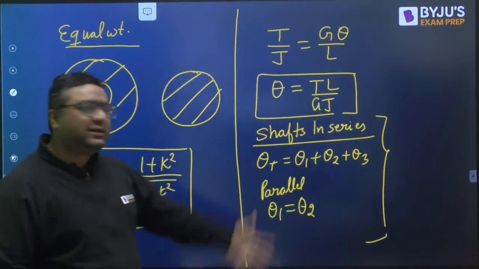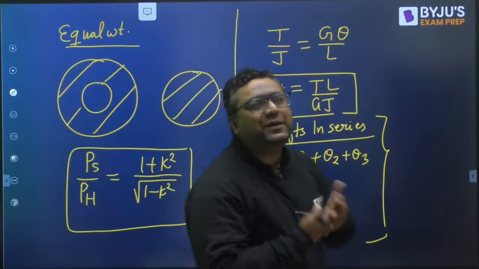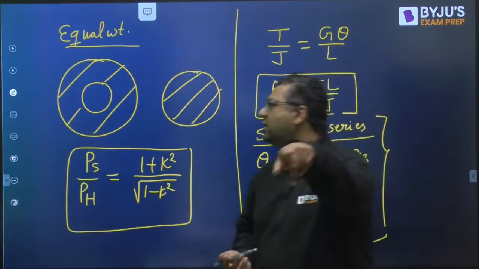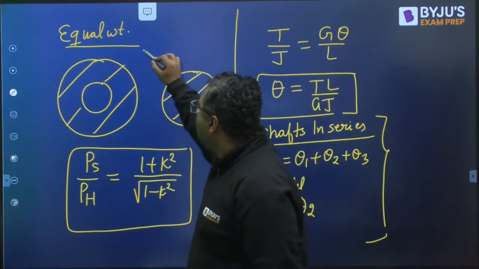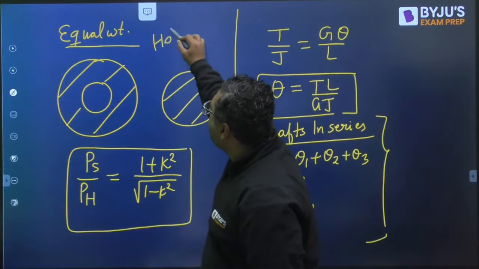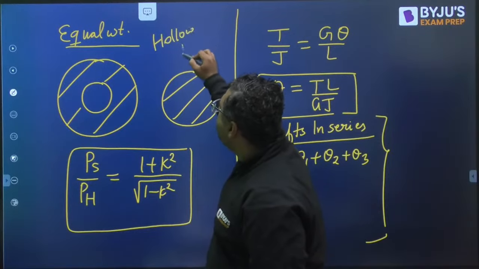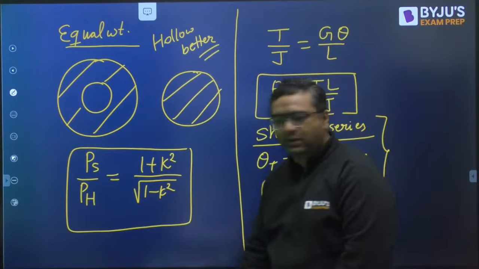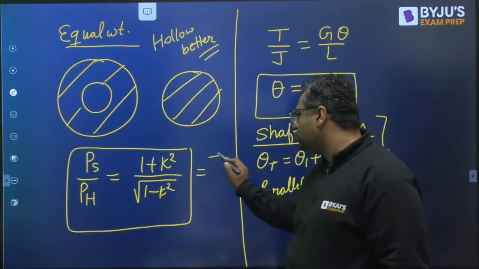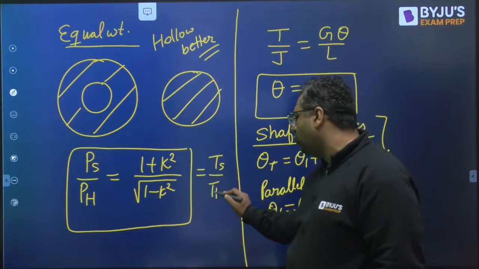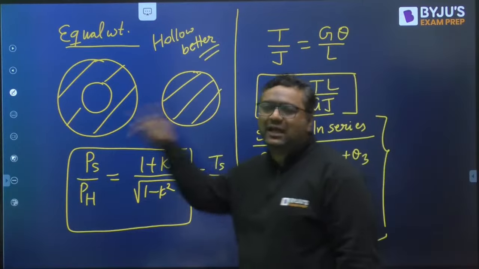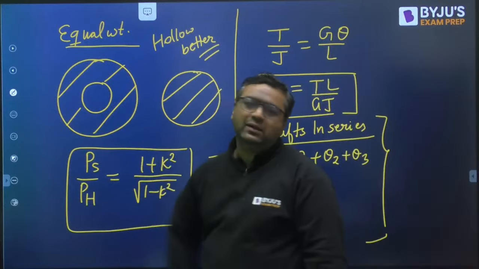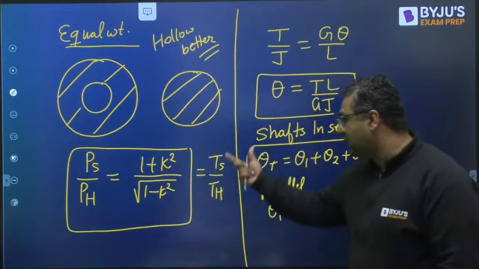So we will talk about the same. So guys, if radial space is constrained, solid shafts are better. But if weights are equal, then hollow shafts are better. So for different conditions, we have different shafts being better. This ratio will also be equal to the torque of solid to the torque of hollow. Why? Because they are running at the same speed and have the same material, so omega will get cancelled out.